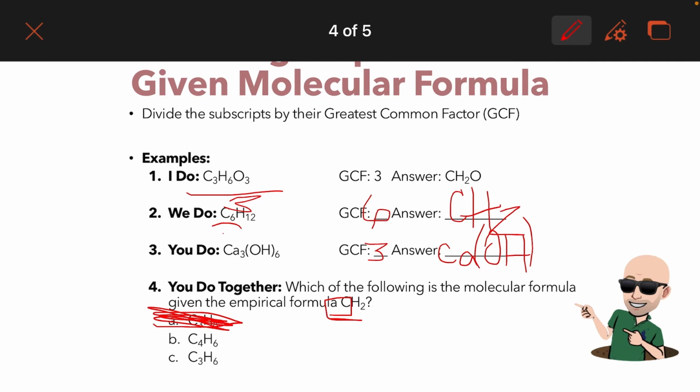Okay, C4H6. If we simplified that, we would have C2H3, since those are both divisible by 2. That's also not CH2, so that is not the answer. All right, now C3H6, these are both divisible by 3, so CH2 would be our empirical, which is what we're looking for. So that is the correct answer.